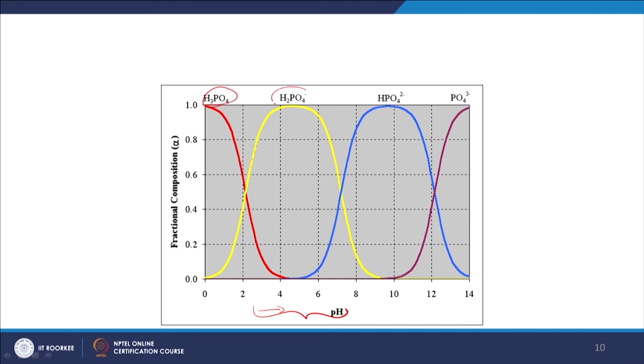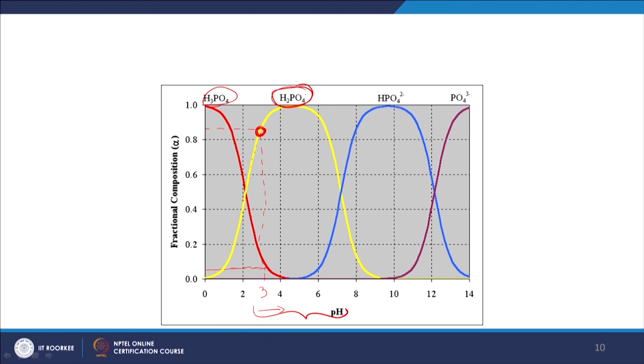H3PO4 will dissociate into H2PO4- and H+, and you see that at around pH 3, what do I see? Any acid that is added to the solution will dissociate into H2PO4-, most of it, around 90% let us say, or 0.9 or 0.85, and very little of it will be present as the protonated form, which is H3PO4.